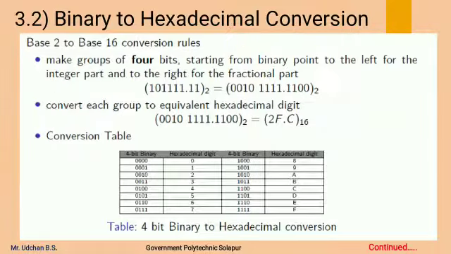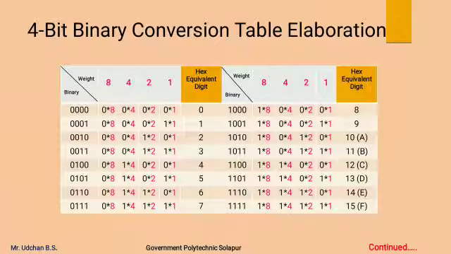Next one is the binary to hexadecimal conversion. In this again first we will see this table. Just as the 3-bit binary number is converted into octal, the 4-bit binary number can be converted into hexadecimal number by grouping 4 bits. This is how it is shown in this table. For 3 bits we have taken 4 2 1 positional weights. For 4 bits we have to consider 8 4 2 1 positional weights.